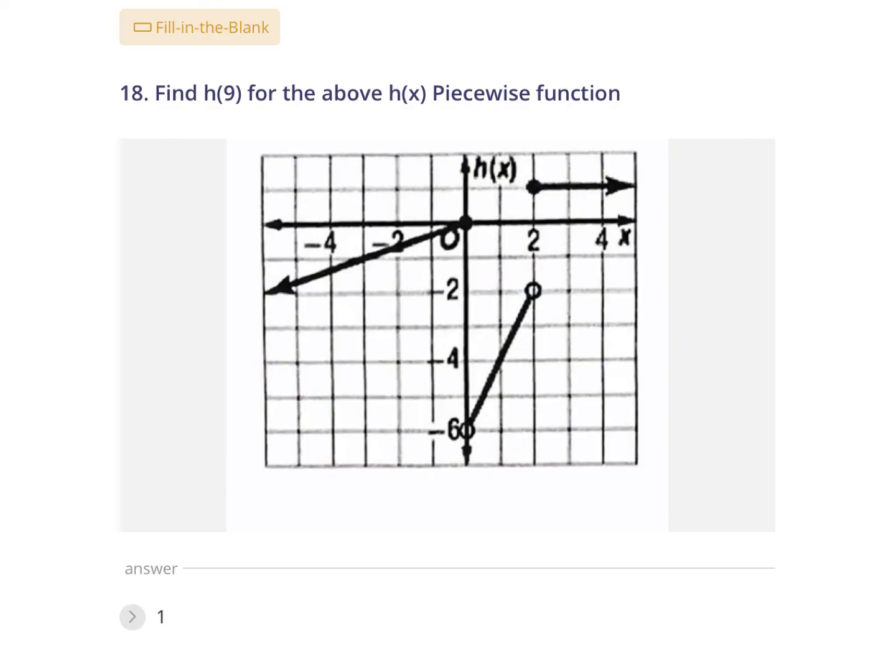Well, keep in mind, this guy is totally horizontal. It's totally flat. This is the y value of 1, isn't it? So it doesn't matter if I told you to find h of 2 or h of 3, which would also be 1, or h of 4, which will also be 1, or h of 5 will also be 1. If I tell you h of 9, what's your answer going to be? It's going to be up there at 1. So the answer is 1 also.